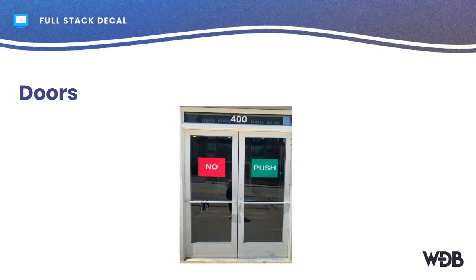So this door, I would say, is an example of bad design. We're a little confused as to how we should interact with this door. Is it saying no push, so we should pull? Or is it saying no, we shouldn't go on the left side, we should be going on the right side, and we should be pushing since it's green? But at the same time, we have this bar handle, which makes us want to pull. So overall, we're just confused.